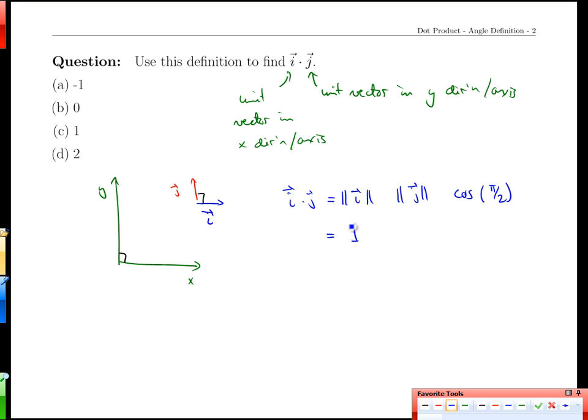And what we get out of that is the same unit length, so the lengths are 1, but cos of pi over 2 is 0. So overall, we get a 0 value for this dot product. So we see a dramatic difference between i and j's dot product, which is 0, and i dotted with i, which was 1. I dotted with i is going to equal 1.